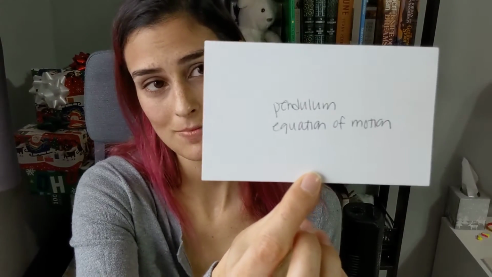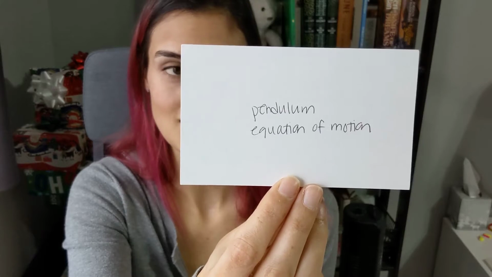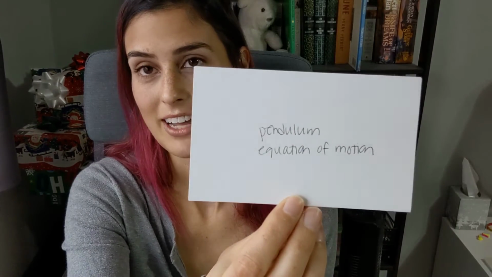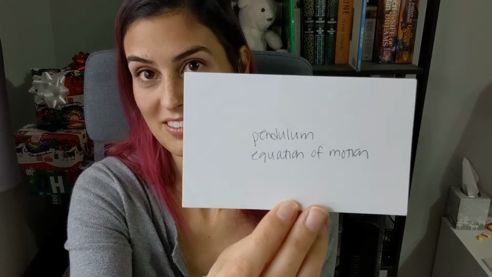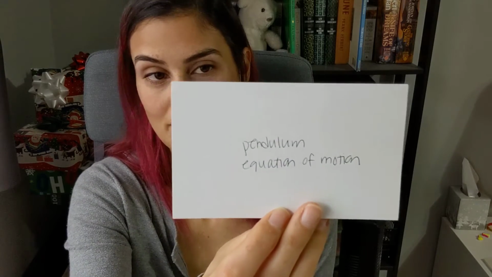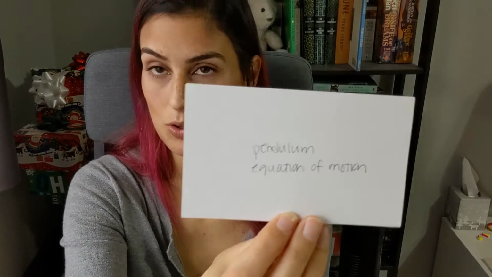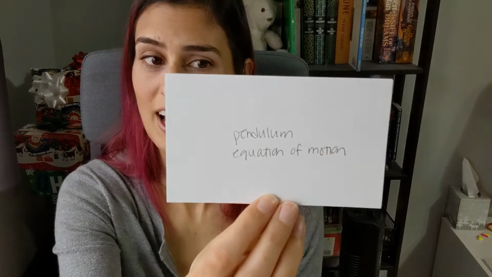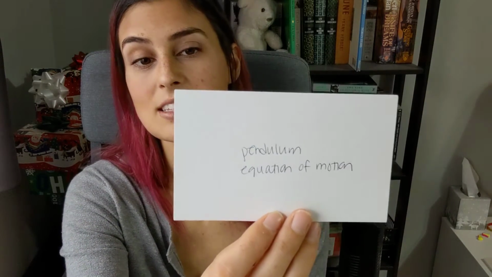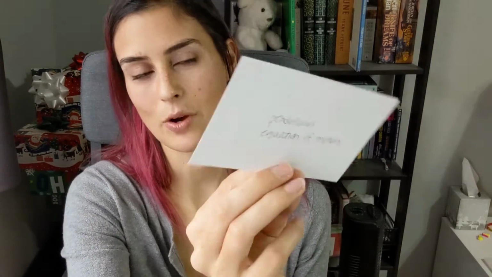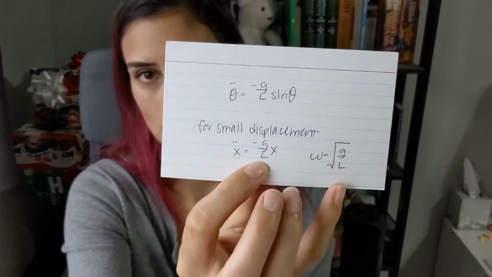Pendulum equation of motion. So this says that the second time derivative of theta equals negative g over L times sine theta. And for a small displacement, you can approximate that as the second time derivative of x equals negative g over L times x, and omega equals the square root of g over L, so omega would be the frequency.